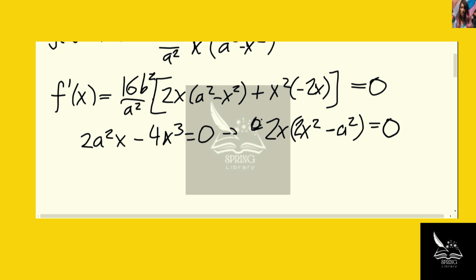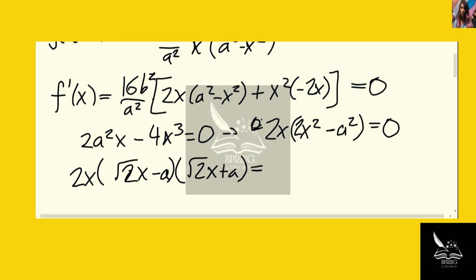And so you can factor this as 2x times root 2x minus a times root 2x plus a equals 0.